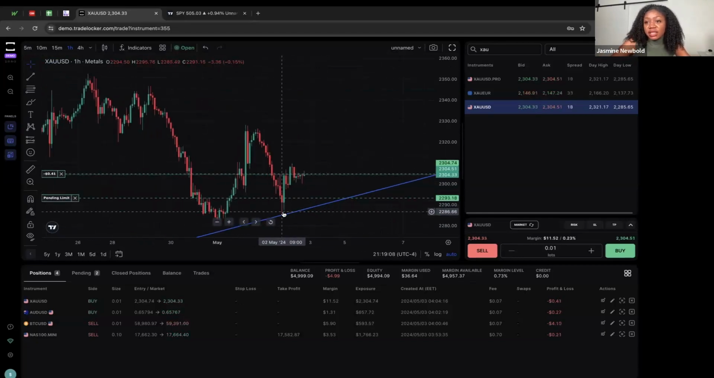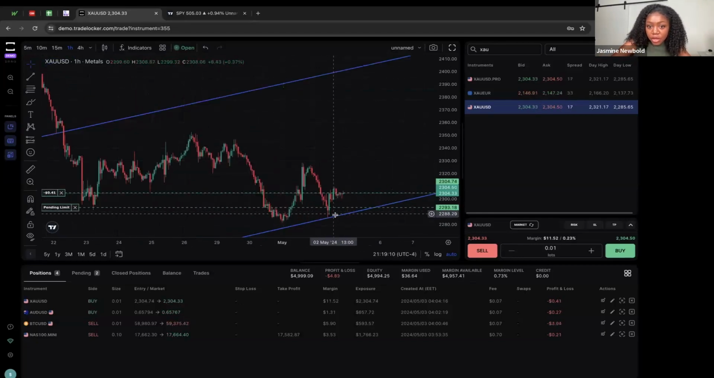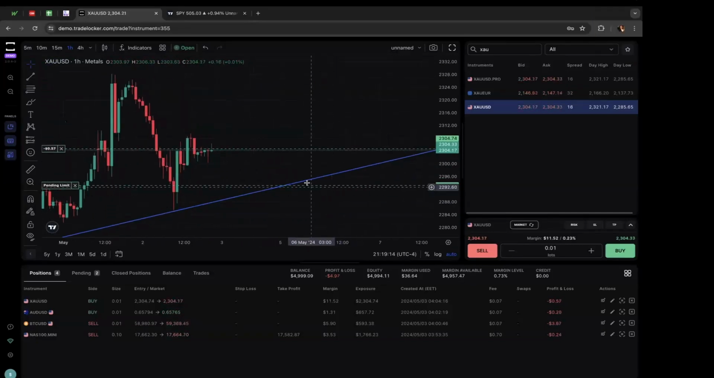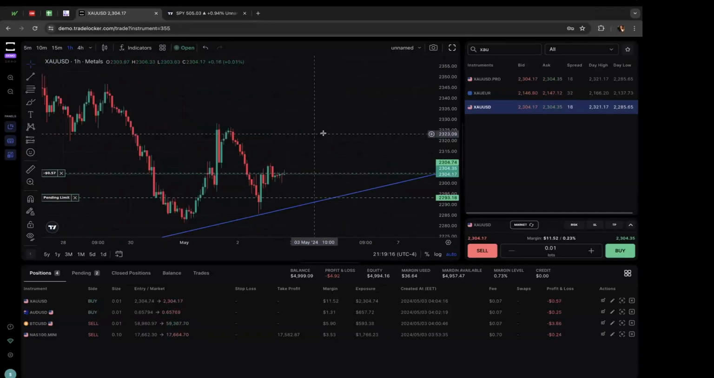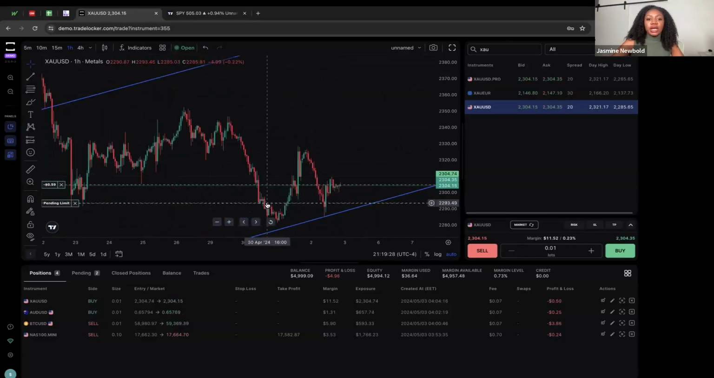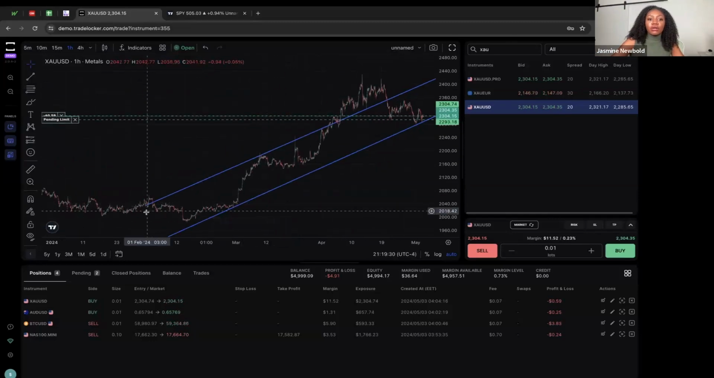I could have missed it. The perfect entry would have been here, you know? It double touched and went down. There's no guarantee, but on stocks I feel comfortable getting a market order a little bit above the perfect entry, because overall we're in an uptrend.